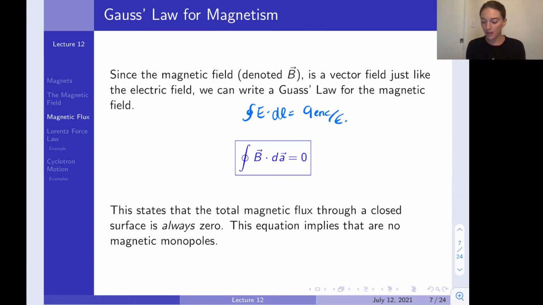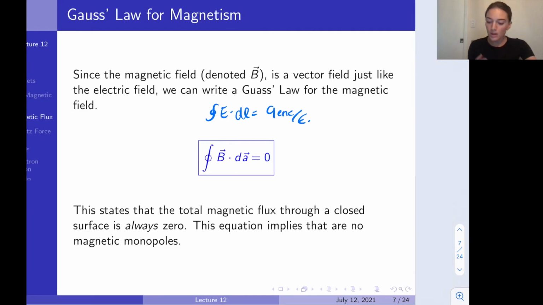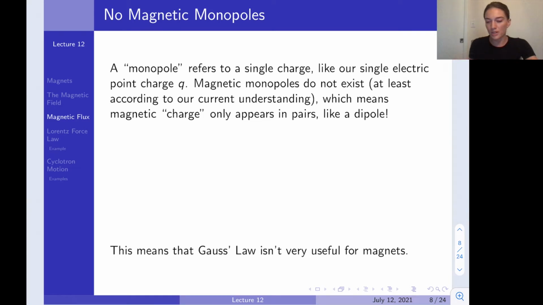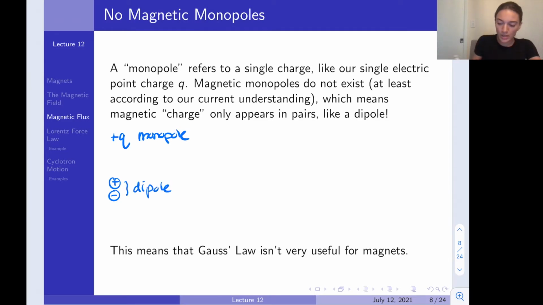And this equation implies that there are no magnetic monopoles. So what is a monopole? A monopole is just a single charge, like when we just had our point charges Q. Those are monopoles. So something like our just positive point charge Q was a monopole, and then when we had those positive and negative charges together, this was a dipole. So what that equation tells us is that you will never see a magnetic charge just by itself. So this does not exist in magnetism. We have no magnetic monopoles.